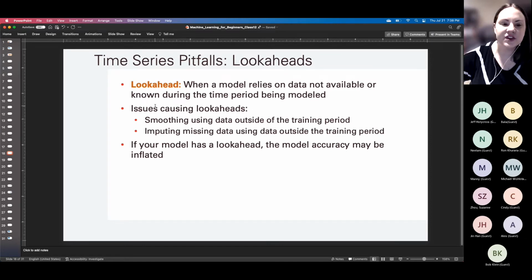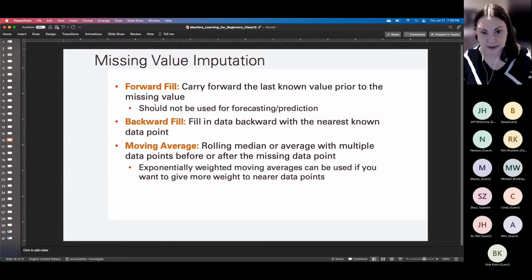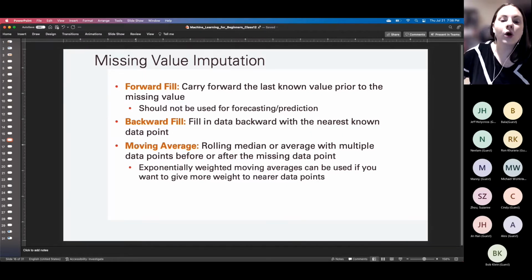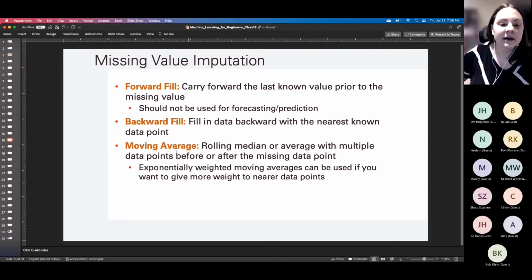If you're not forecasting, it's not an issue. You can do whatever works best for your particular data problem. But if you are forecasting, you're going to want to use backward fill or a moving average using the data after the data point only. Which one works best will depend on your data set and the domain as well. So maybe they don't make sense.